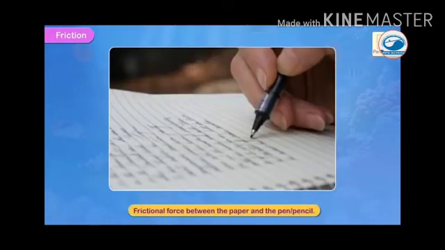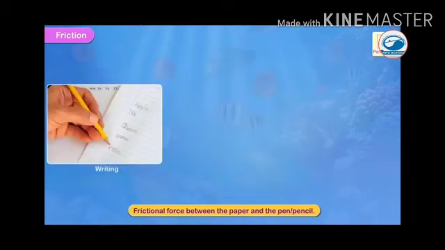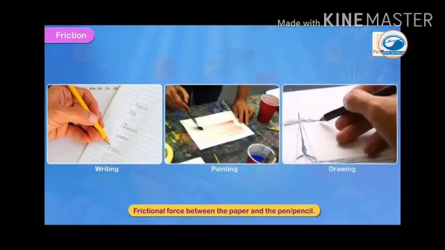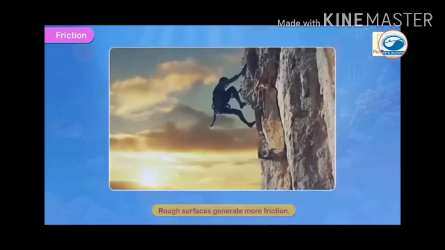If there was no frictional force between the paper and a pen or a pencil, we would not have been able to write, paint, and draw anything. Rough surfaces generate more friction.